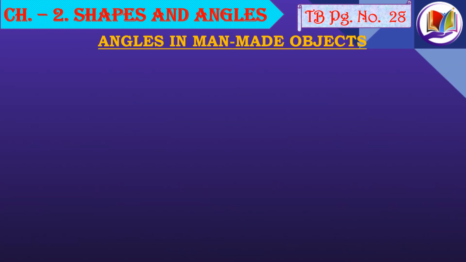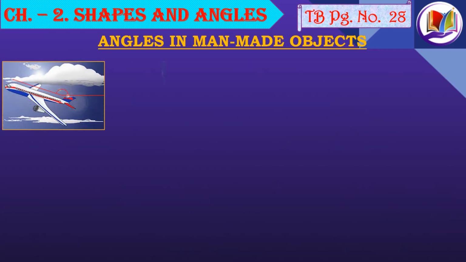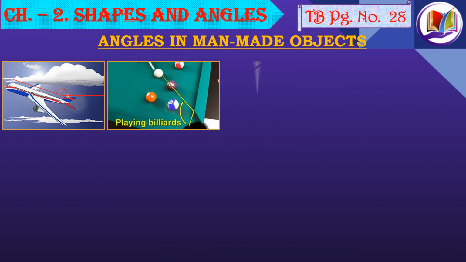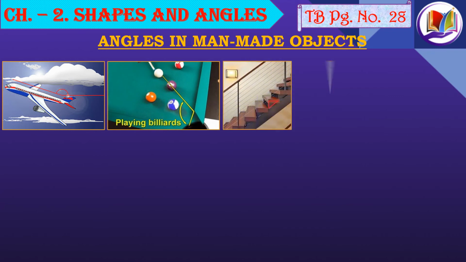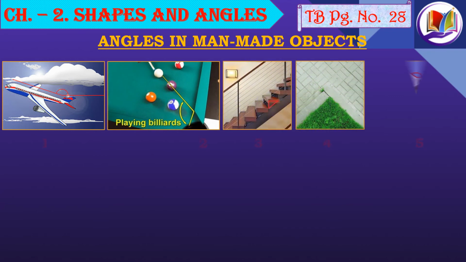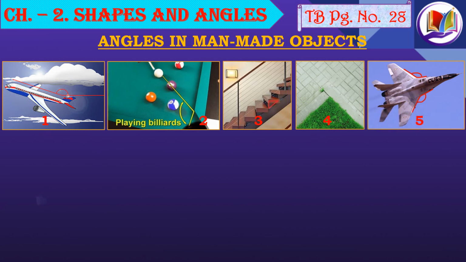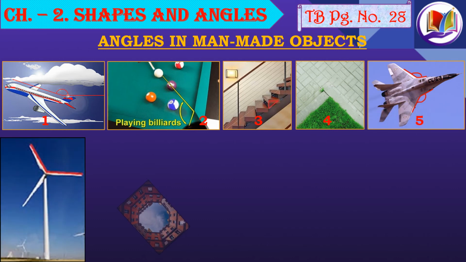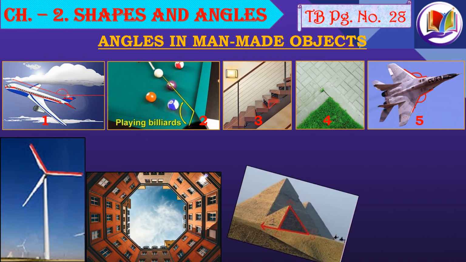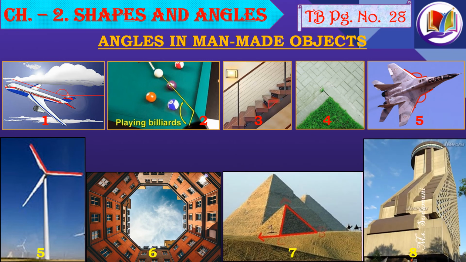Now children, we had seen about angles in nature. Now what about angles in man-made objects? Well, we as human beings surely use angles in various types of objects around us. So here are few examples shown to you. Can you think of some more? And write below in the comments section. So go ahead and do it.